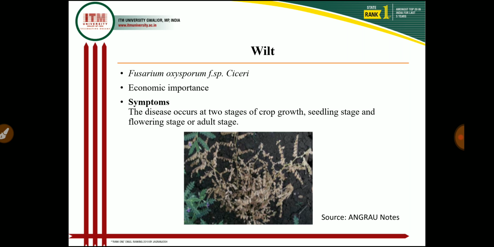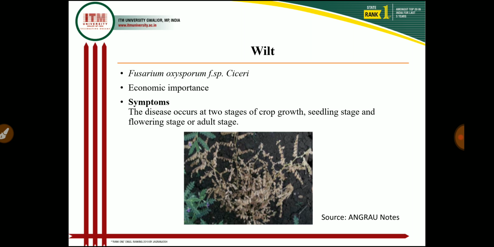The next disease is the wilt disease in gram, which is caused by Fusarium oxysporum f. sp. ciceri. Wilt is the most important disease in the gram crop because it occurs in all growing areas of gram in India as well as in tropical and subtropical countries, and yield reduces up to 30% in severe conditions. Mostly this disease is prevalent in Madhya Pradesh, Uttar Pradesh, and Rajasthan.